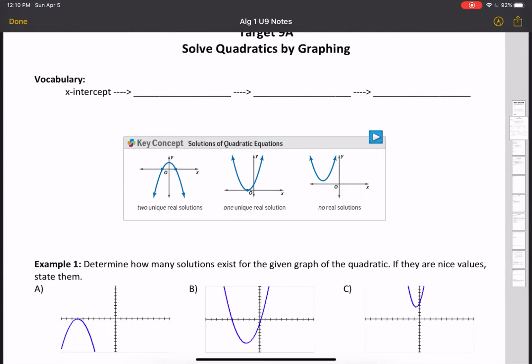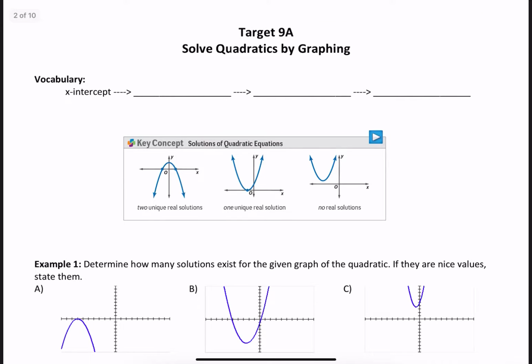Hey everybody, so we're starting a new unit today, Unit 9, solving quadratics. Last Unit 8 was all about graphing those parabolas, talking about axis of symmetry, y-intercept, x-intercepts, all that kind of stuff. In this unit, we're going to actually be solving them, and there's going to be some really crucial concepts in here that you're going to have to know for future math classes.